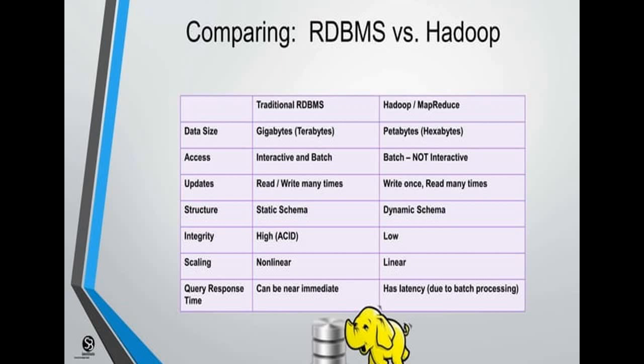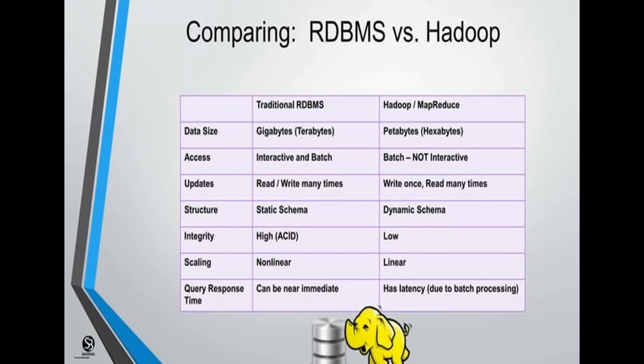So access basis: interactive and batch processing is supported in the traditional RDBMS, but Hadoop is batch, not interactive. Then updates mean read and write many times. Anytime you can edit in the traditional database and write something new into it. But in Hadoop, we can write only once and read many times. In a traditional database, we can read and write many times.